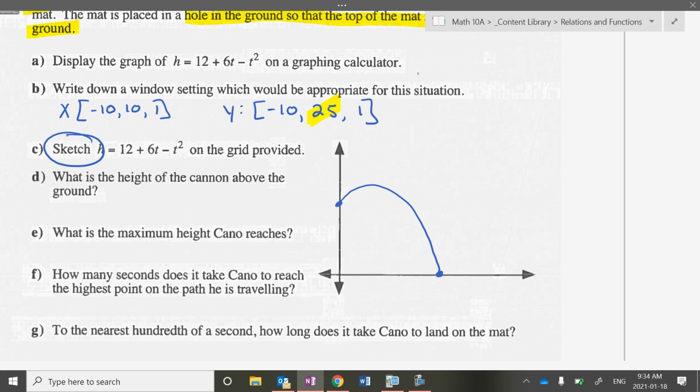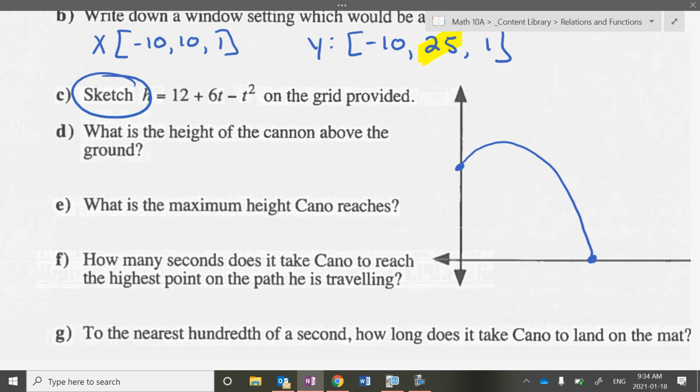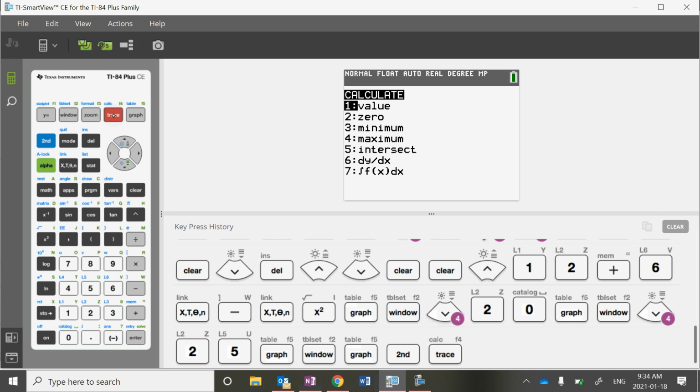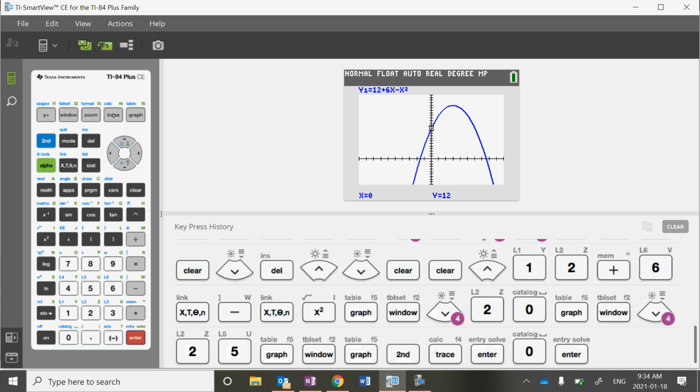Great, moving on. It says, what is the height of the cannon above the ground? So basically, what is this point? What's the math term for that point? Good. This question is really asking, what's your y-intercept? How do we figure out our y-intercept? Good. We're going to use second trace, and we're going to go to value. When x is 0, what's our height? 12 meters. Good.